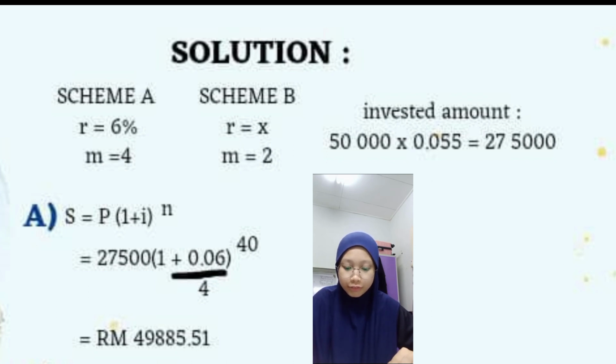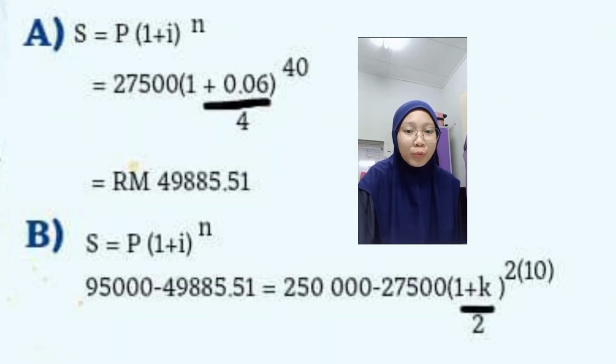And the final answer is 49,885.51 ringgit. For Scheme B, to get S, you must use the same formula, which is S equals P bracket 1 plus K divided by M bracket to the power of MT. To get S, you take 95,000 minus 49,885.51, because the total investment was 95,000. For P, you take 50,000 minus 27,500, and we get 22,500 for P.